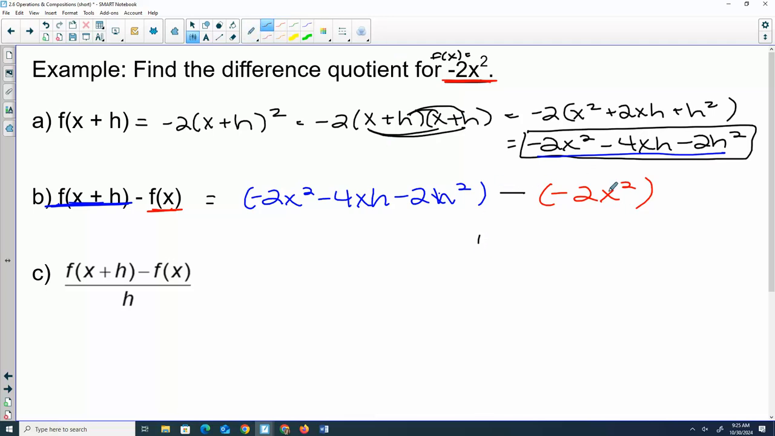Okay, if we have minus a negative, that would become positive. Negative 2x squared and positive 2x squared cancel. So all we're left with is negative 4xh minus 2h squared.